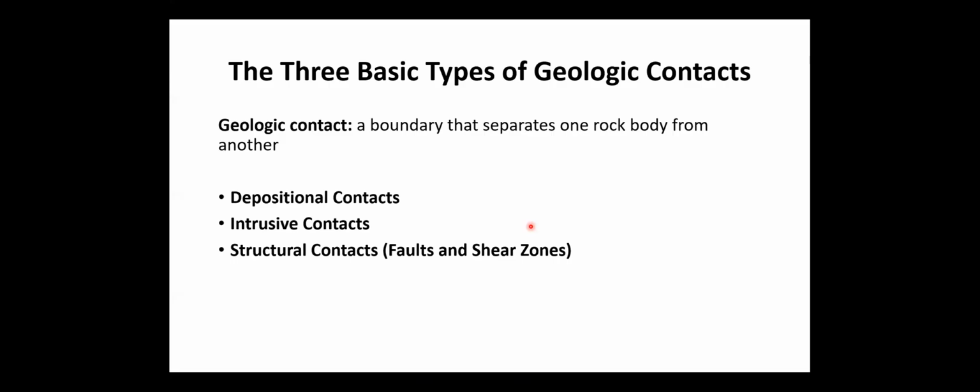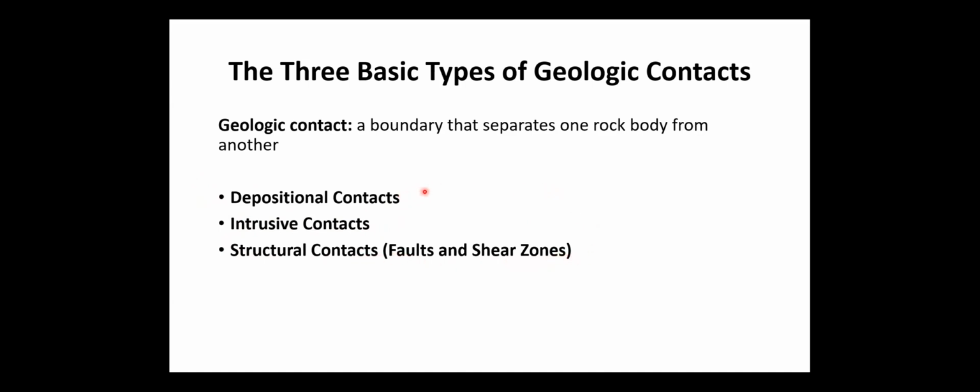So just to back up for a second and think about when we're looking at geologic contacts, we can break down geologic contacts into just three basic types. There's only three types of geologic contacts. And by geologic contact, we just mean a boundary that separates one rock body or package of rock bodies from another. So we can break these down into our three basic types: depositional contacts, intrusive contacts, so a plutonic intrusive body that intrudes into the earth, and structural contacts, so things like faults and shear zones.